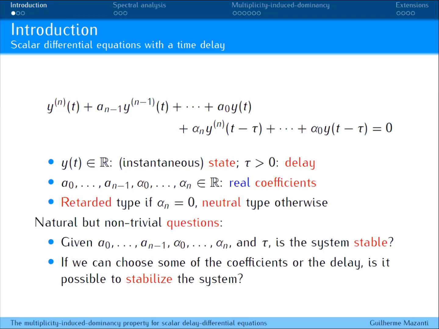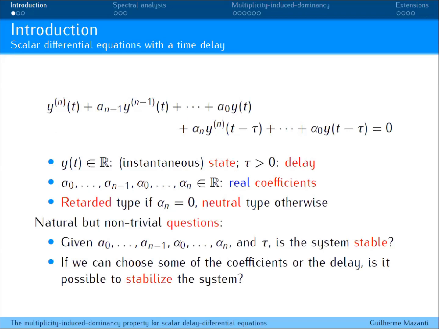During this whole talk, I'm going to make a difference between the retarded case, which is when alpha 0 is equal to 0 and the highest order of derivation only appears in the non-delayed part, and the neutral case, which is when alpha 0 is different from 0, so both of these terms appear, and the highest order of derivation appears without delay and with delay. When you look at a system like this, it's a linear equation, it's quite simple.